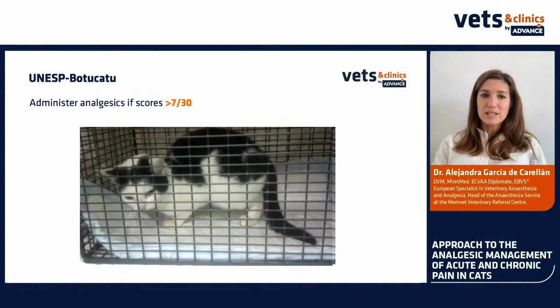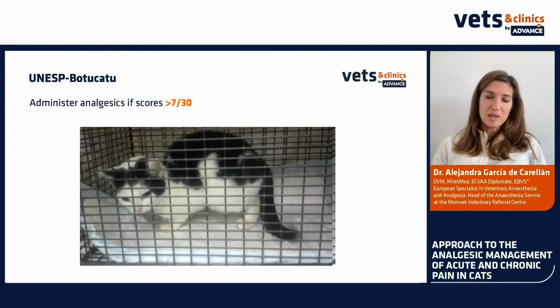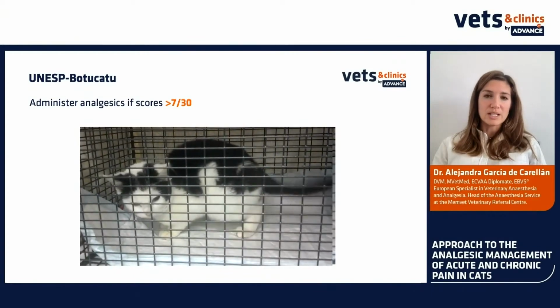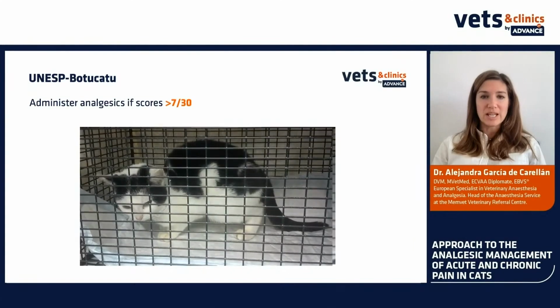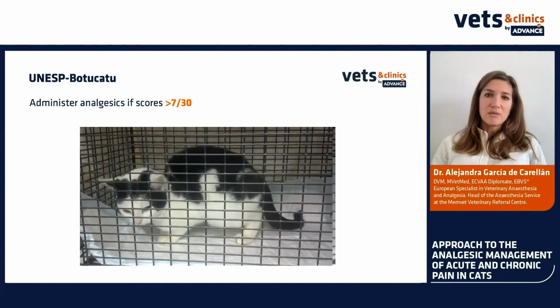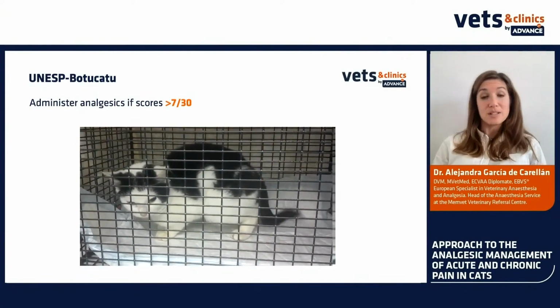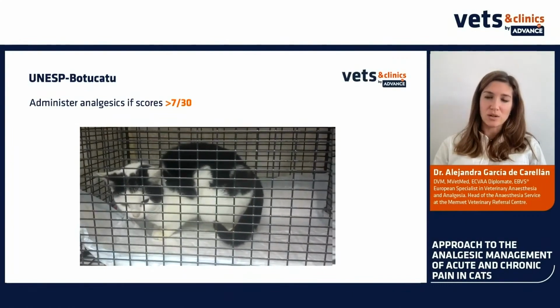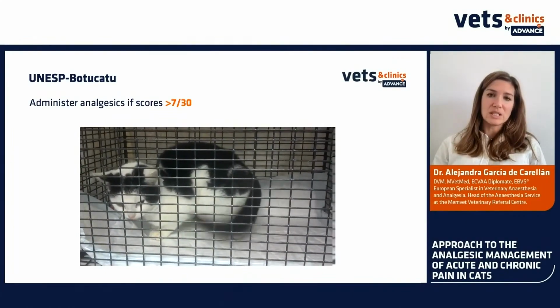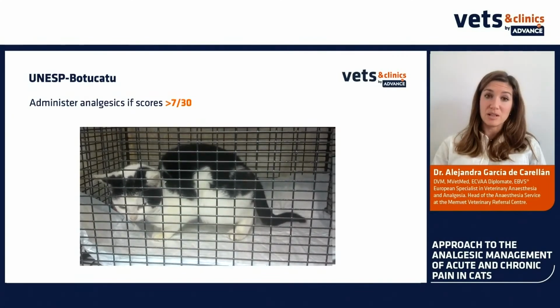So this is an example of a cat which is not happy. Look at her posture. She's licking her lips. She is swishing her tail. Rapid respiratory rate. You cannot hear it, but she was vocalizing as well. So there are a few things that this cat is telling us, that she's not happy at all. So if we go step by step doing this Botucatu pain scale, we will get a score. And as I have said before, if it's higher than 7, we should try to think about giving a rescue analgesic.